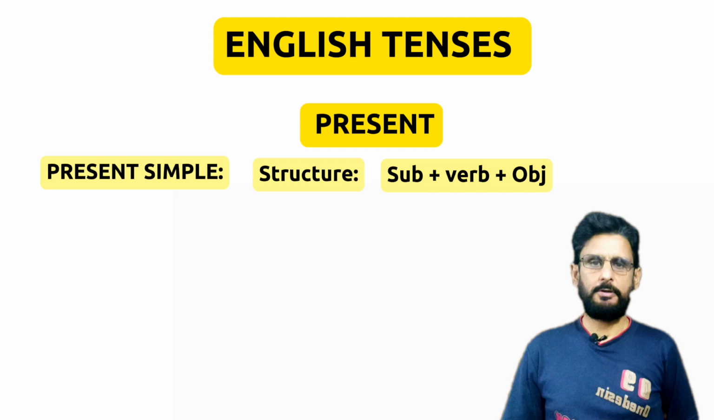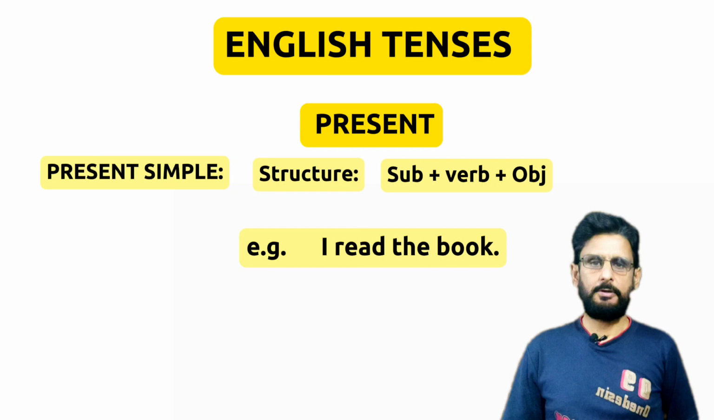Let's discuss the examples. First important example is I read the book. I is the subject, read is the verb, the book is the object. So it has all the basic ingredients of the structure of present simple tense. Over here, the subject is I, not he, she, it, or singular noun, which is why we did not use s or es with the verb read.